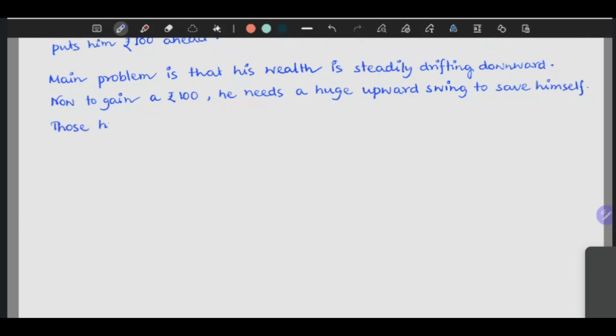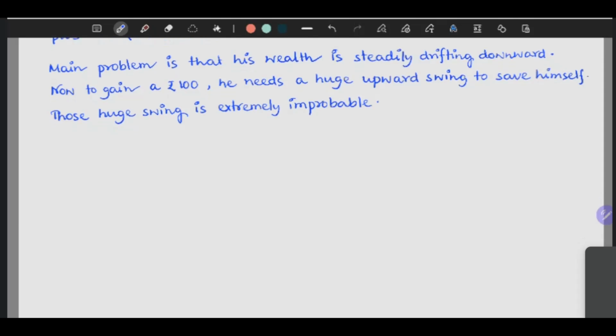those huge swings are extremely improbable. So, probabilistically speaking, there will be a much lesser probability of getting those terms.